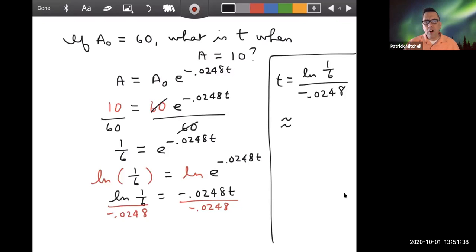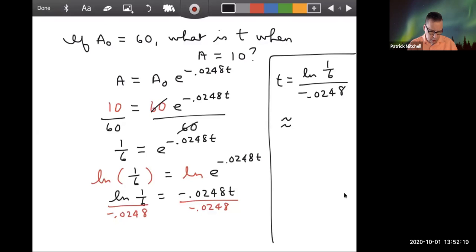We can get an idea of what a reasonable answer should be for this. So remember, every 28 years, it decays to half its original amount. So if we start with 60, after 28 years, there would be 30. After another 28 years, there would be 15. Okay, so the answer should be more than 56 years, but it wouldn't be another 28 years because after another 28 years, it would decay to 7.5. So the answer is somewhere between 56 and what is that, 84? 28 times 3.